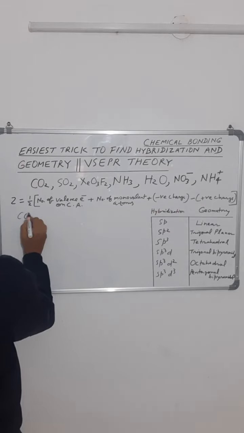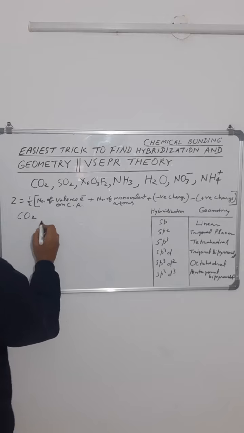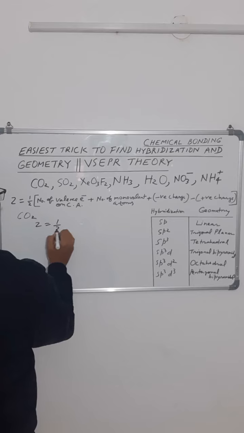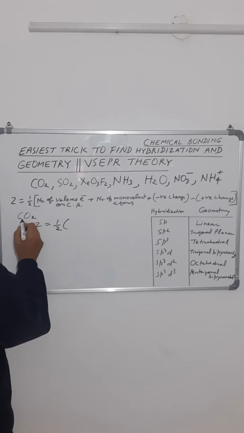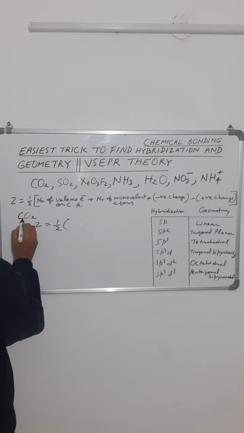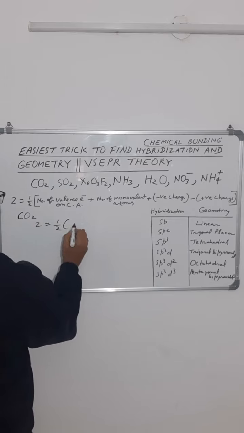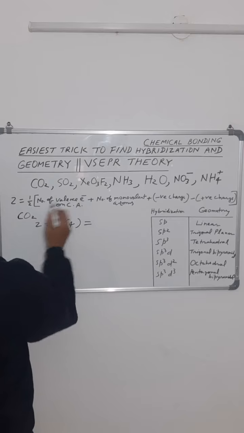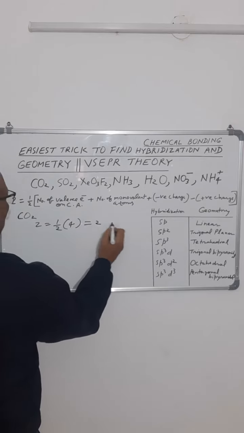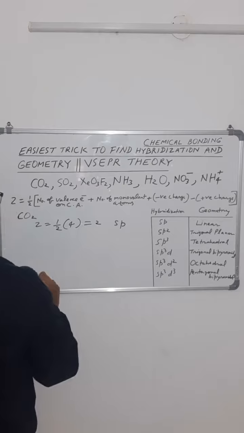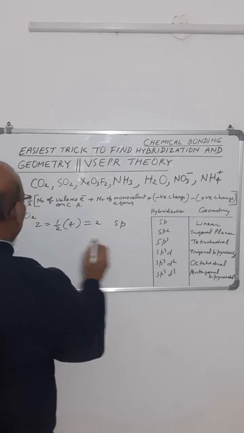तो हम एग्जांपल लेते हैं CO2 का. सपोज CO2 का निकालना है हमें. तो CO2 में z will be half into number of valence electrons on central atom that is carbon and this number of valence electrons on carbon is nothing but 4. So there is no monovalent atom, so it will be 2. So hybridization will be sp and the geometry will be linear.